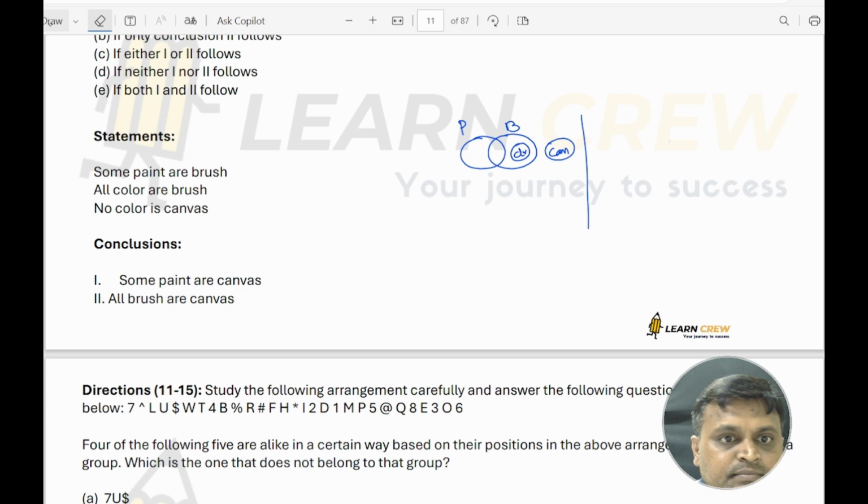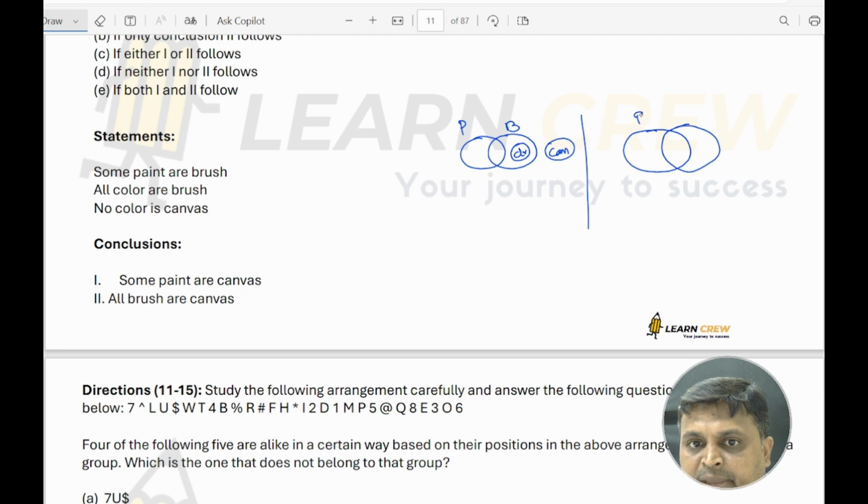See, some paint or brush. All color or brush. No color is canvas.